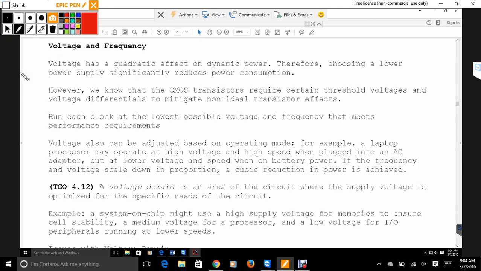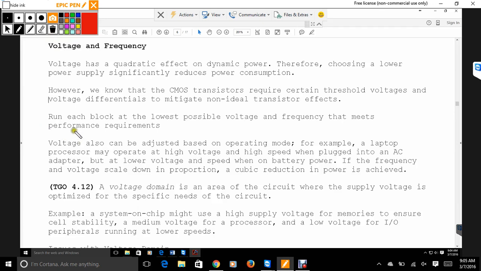You have to take into account other transistors in series. Mm-hmm, exactly. When you're doing transistor sizing, you have to make sure that you actually reach the threshold voltage, which creates the inversion region. So that's where your trade-off in sizes and power consumption comes into play. So, mitigate non-ideal transistor effects.